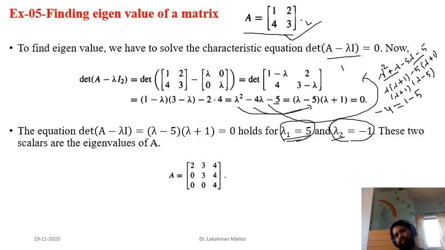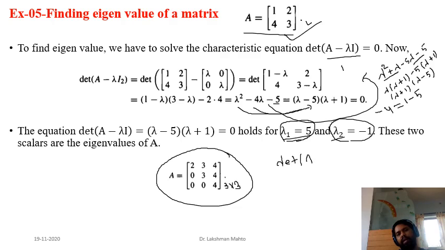I'm taking another example, this matrix. This one is a 3 by 3 matrix. So how many eigenvalues will this matrix have? At most 3 eigenvalues. So the first job is to find the characteristic equation of this one. How can you find the characteristic equation? By equating determinant of A minus lambda I equal to 0. Okay, that is the concept to find the eigenvalues of a given matrix.